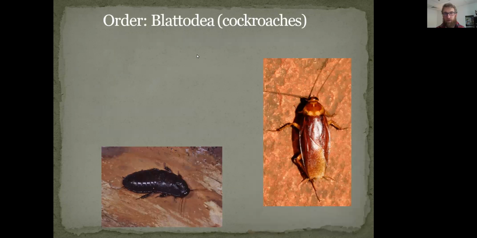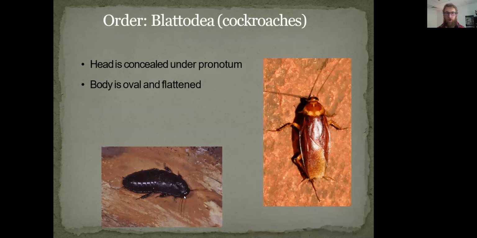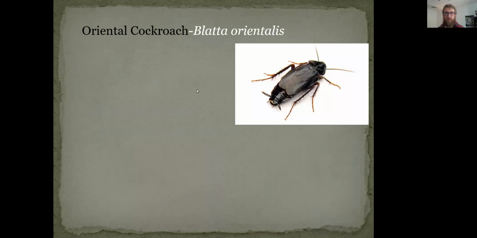All right, so the other half of that order, the cockroaches. The head is underneath this pronotum here, its protective covering. That's why they always kind of look hunchback. The body is always going to be oval and flattened. And wings are usually present, not always, but usually there. They don't all use them, but they're there. And we had a couple, unfortunately. Last time I looked, no native cockroaches have been seen.